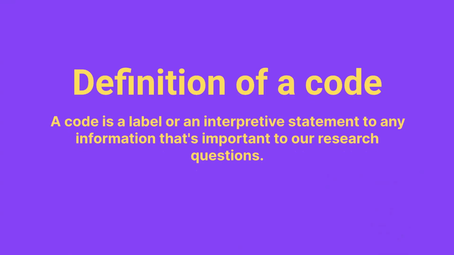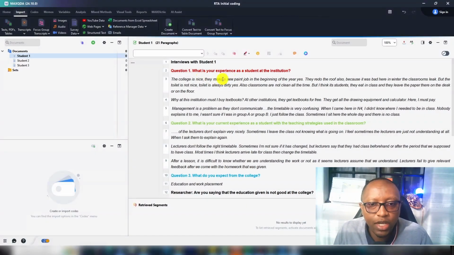Remember, a code is a label or an interpretive statement to any information that's important to our research questions. So let's do some coding. What is your experience as a student at the institution? Let me read the paragraph first, and then I'm going to come back and code as I show you. The college is nice. They make a new paint job in the beginning of the year, yes. They redo the roof also because it was bad here in winter. The classrooms leak. But the toilet is not nice.